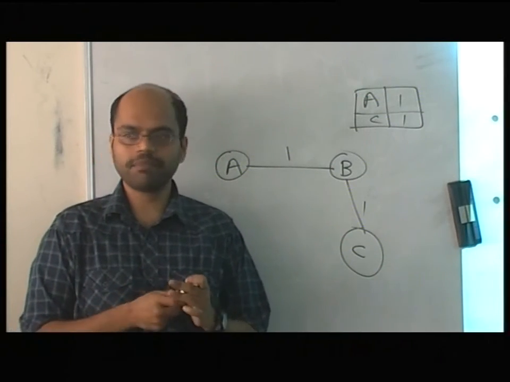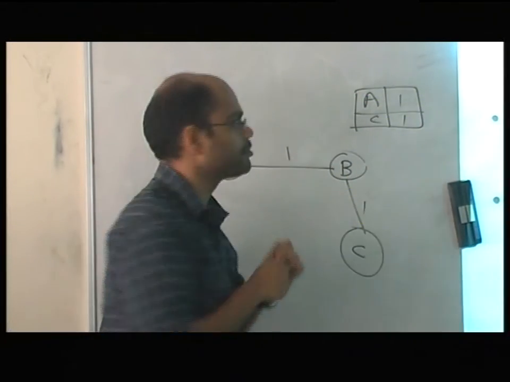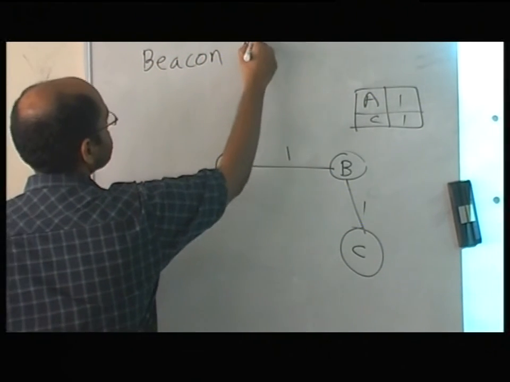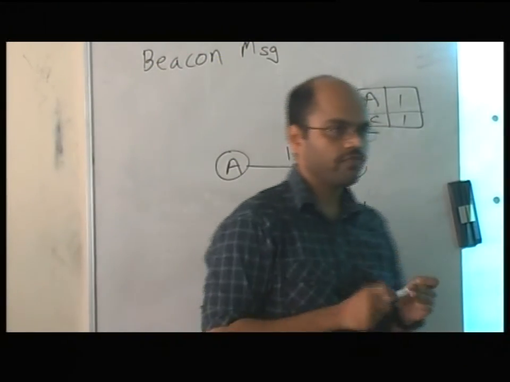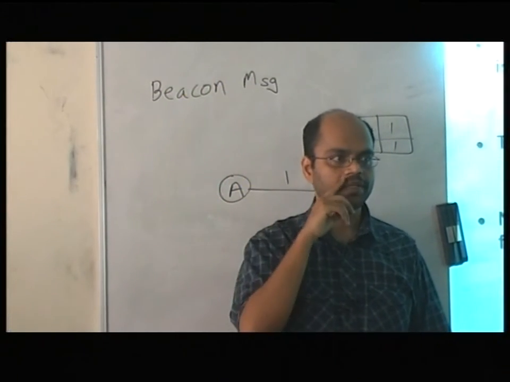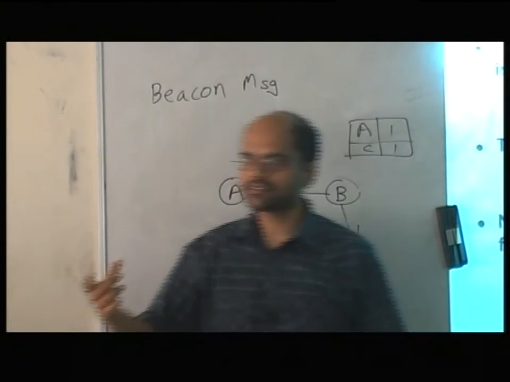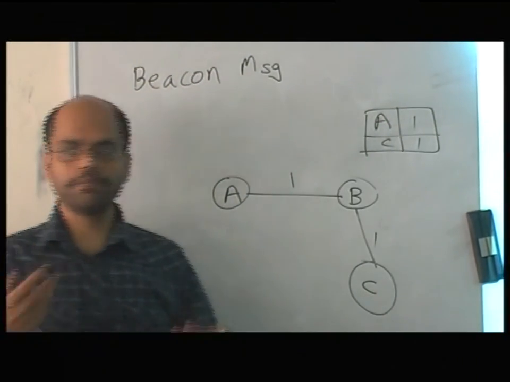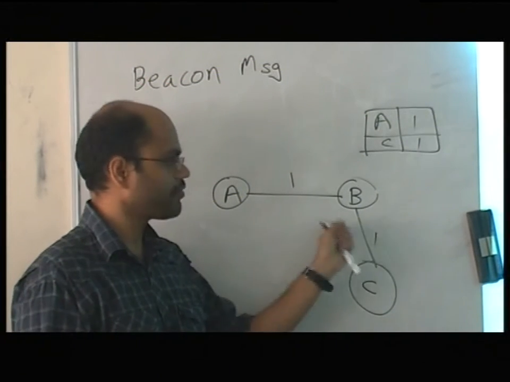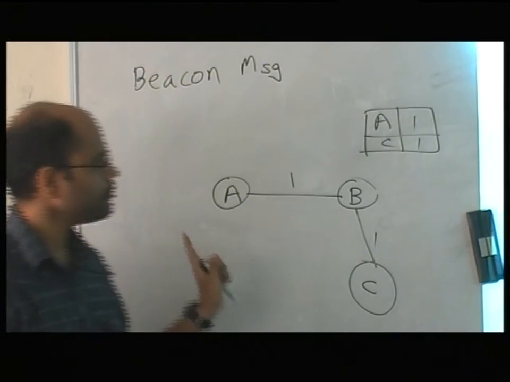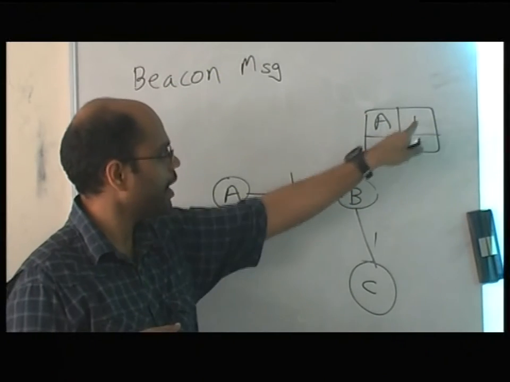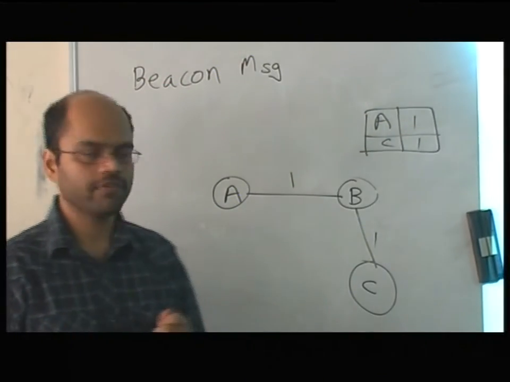So one way to learn is that everybody is sending something called a beacon message. When I say beacon message, what that means is, just like on the seashore, there is a beacon, right? Everyone is sending, so B will say, I am B, I am B, I am B. So C will learn that I am directly connected to somebody called B. And this will happen at every node, right? So B knows that A and C are directly connected to me, and the hop count is one, right? So it's just one hop.